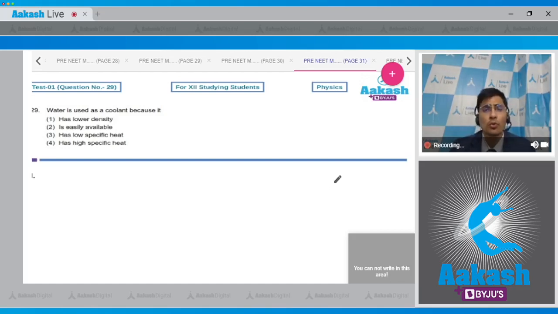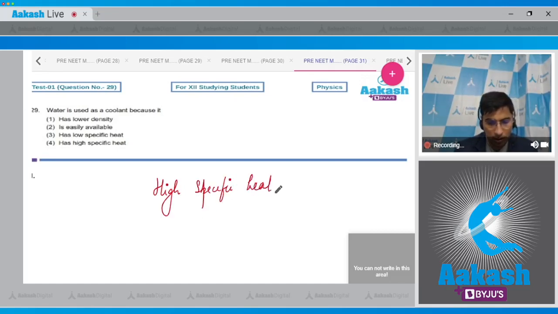Dear students, the purpose of a coolant is to absorb the excess heat that is generated in a particular nuclear reaction or for that matter in a particular process. The coolant should have a high specific heat so as to make sure that even after absorbing the heat, its temperature does not rise appreciably. Therefore, as water has a high specific heat, it is used as a coolant, and therefore for this question the correct answer turns out to be option number 4. Now let us move to question number 30.